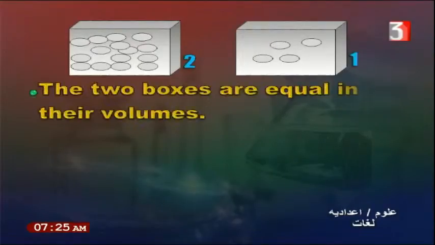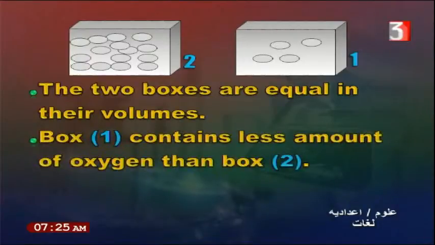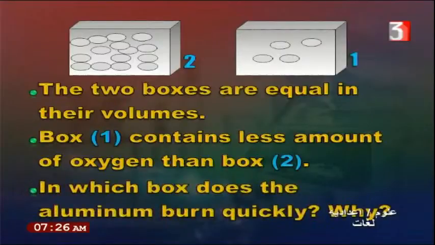In the following figure, answer: the two boxes are equal in their volume. Box 1 contains less amount of oxygen than box 2. In which box does the aluminium burn quickly and why?